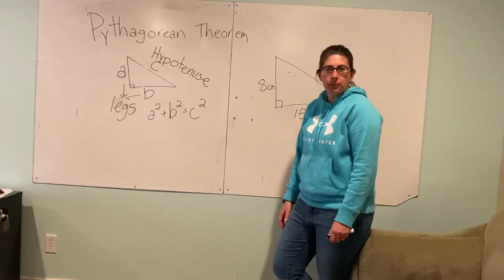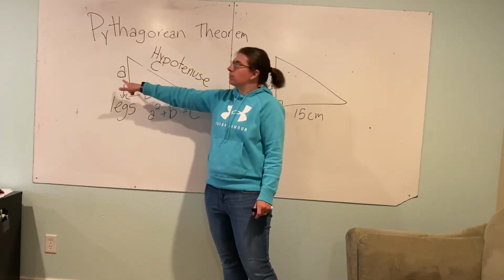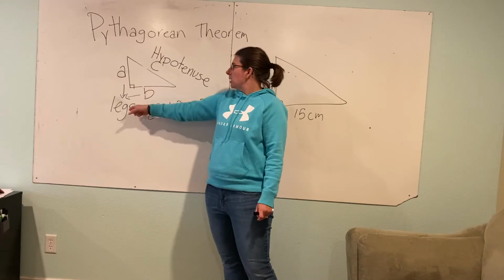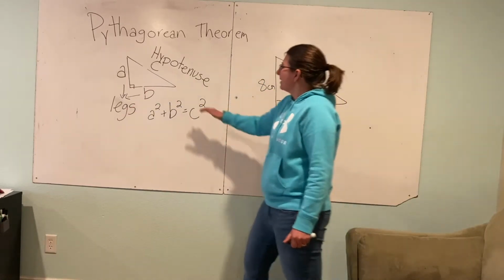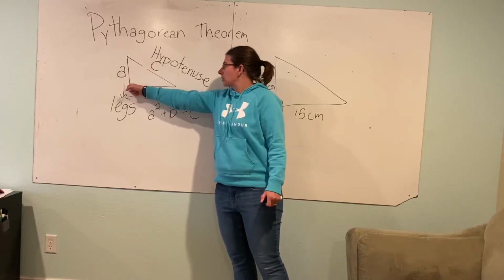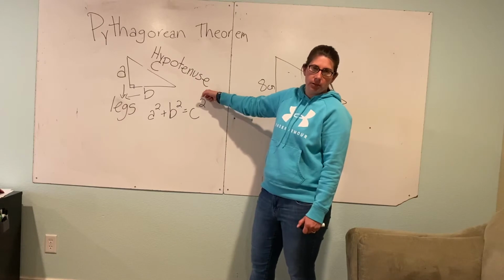So with the right triangle, there's three sides, A and B. These could be flipped around. This could be B and this could be A. These are called the legs of a triangle, okay? But you didn't know that a triangle had legs. C, the line across from the right angle, is called the hypotenuse, okay?